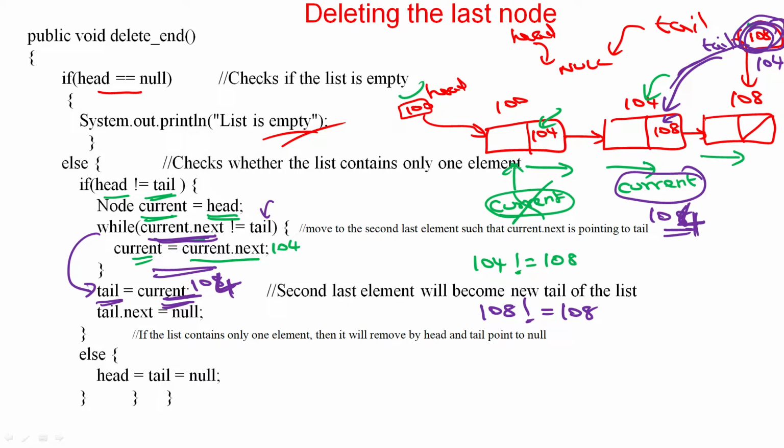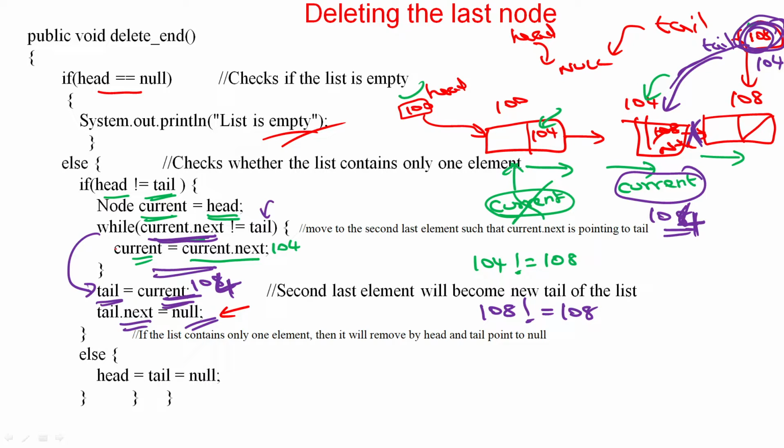So with 104 as tail, this link will be deleted. Tail dot next is now having 108, so this has to be updated. So tail dot next is becoming null. The second last node will be established with null. Okay, this will be established with null. So that is the statement of this one.